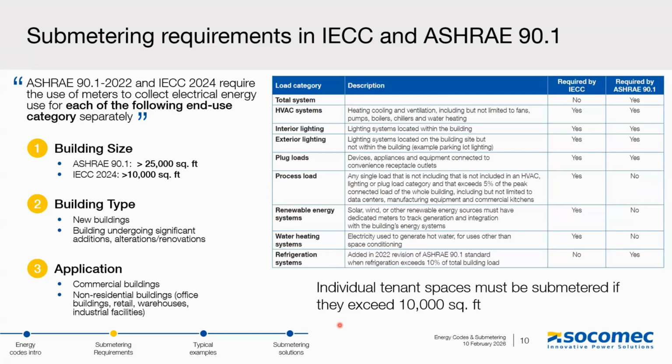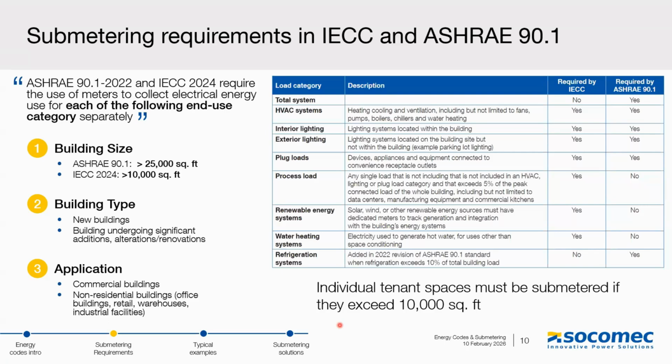We're only talking about new buildings and building additions or buildings undergoing significant alterations or renovations, but it's mainly for new buildings. Of course, if there's a building addition that exceeds the building size requirement, so the 25,000 or the 10,000 square feet, then that new extension, that new addition has to follow the energy code requirements.